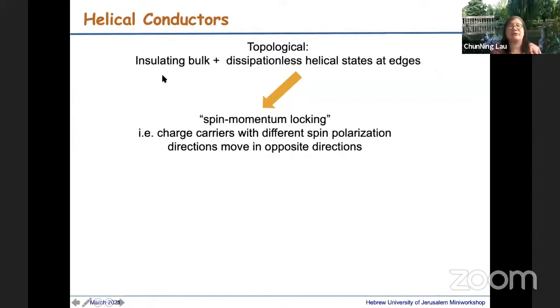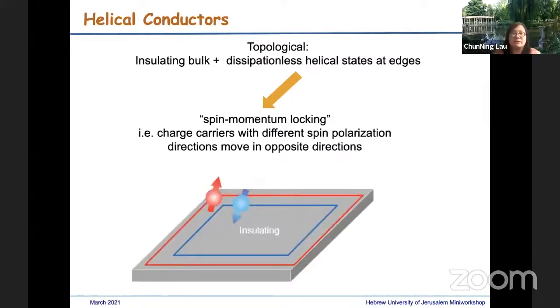In this case, I'm going to tell you about helical conduction. It is a topological phenomenon, meaning it has an insulating bulk with dissipationless helical edge states. So what is a helical edge state? Basically what it has is a spin-momentum locking, so that the charges with different spin polarization will move in opposite directions. Here we have spin up going clockwise and spin down moving counterclockwise.